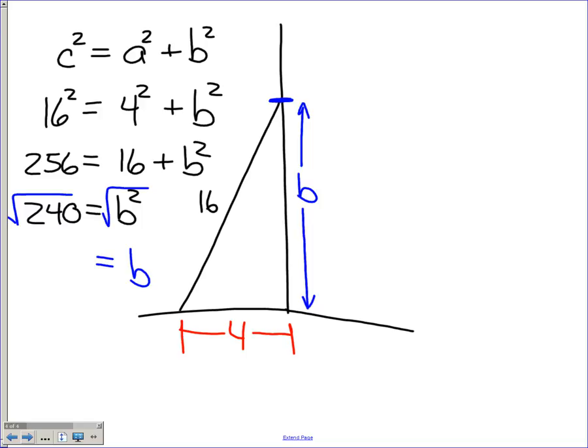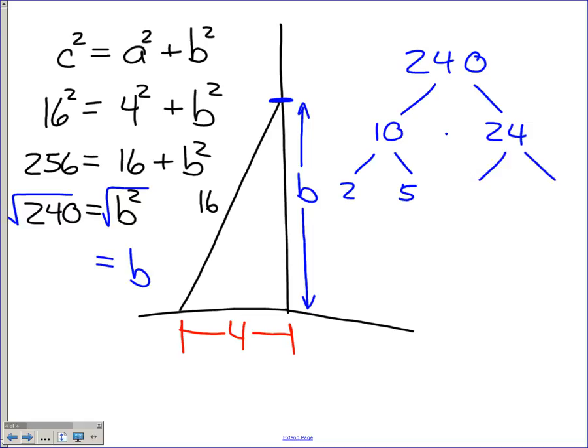But if it asks for the exact value, and often it will, we need to go through and find any perfect squares that are factors of 240. Well, let's just see. How does 240 factor? Well, a couple of easy factors of 240 are 10 and 24. All right, it ends in a 0, so we know that it's divisible by 10. 10 factors to 2 and 5, neither of which is a perfect square. But now 24 does have a perfect square.